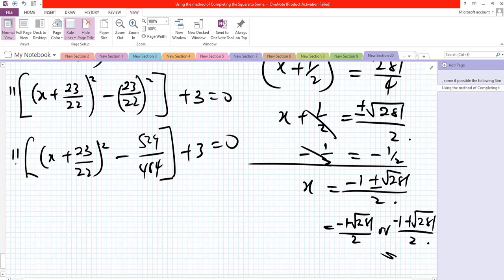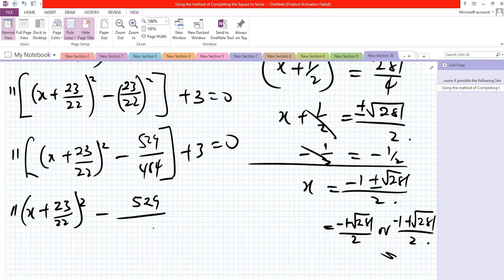Now, if you expand this, you have 11 bracket open x plus 23 over 22 all squared minus 529 all over, if you write 11 with the 44, over 44, plus 3 equals to 0.